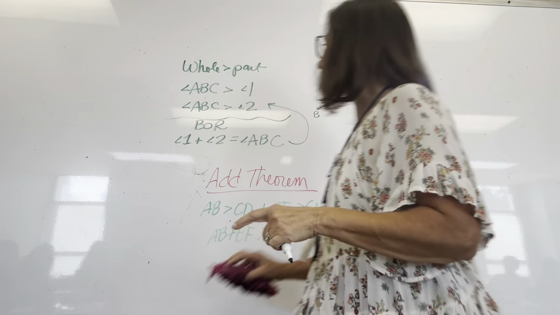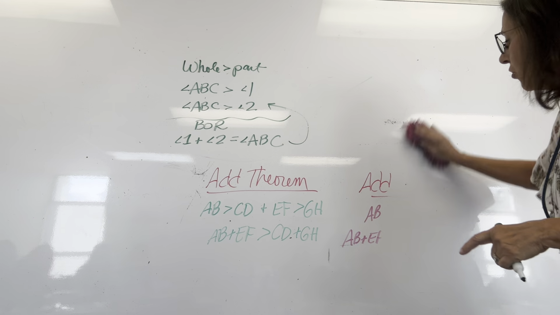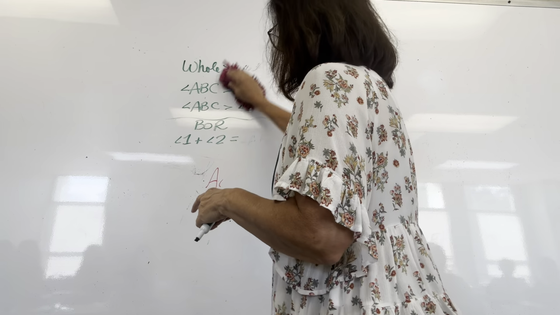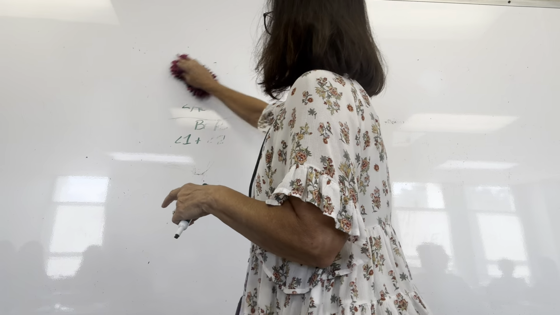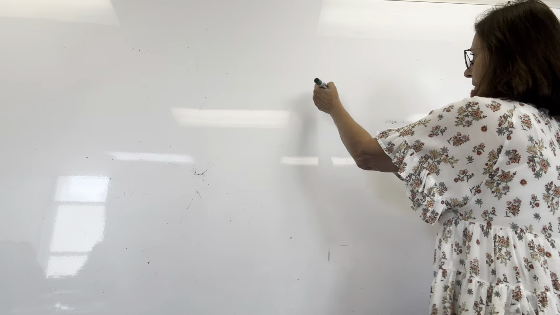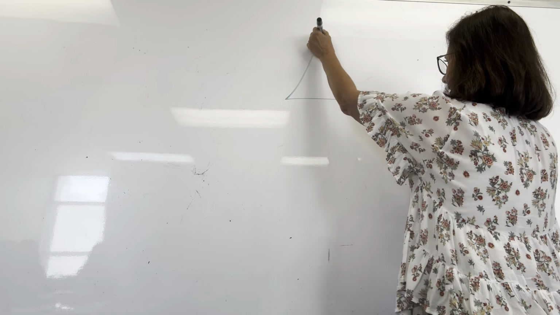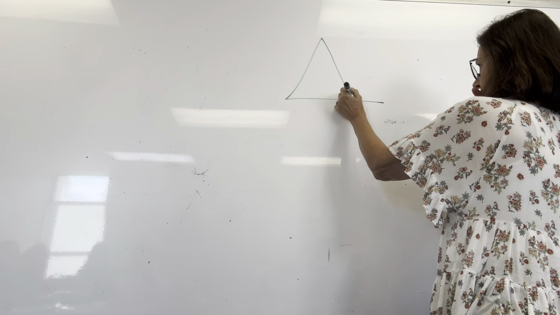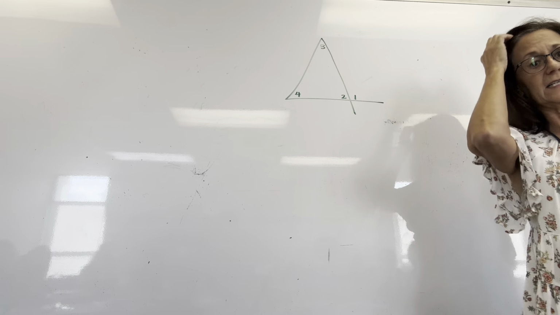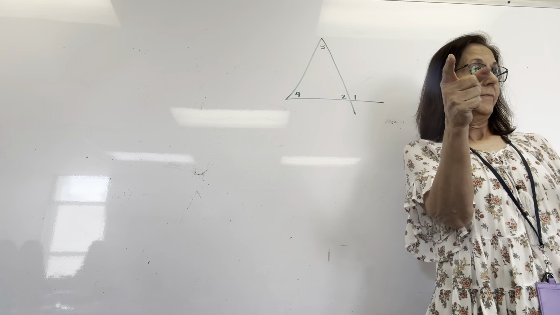All right, lesson 2 was the exterior angle theorem. There are 2 statements that we can write about an exterior angle. Well, let's write everything we know about an exterior angle. What do you know about an exterior angle? They're greater than the remote interior.